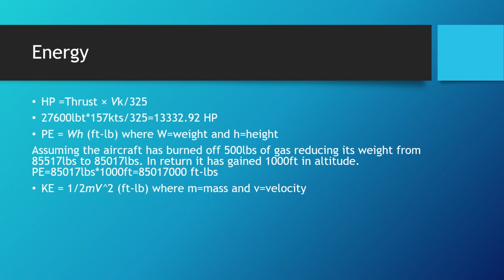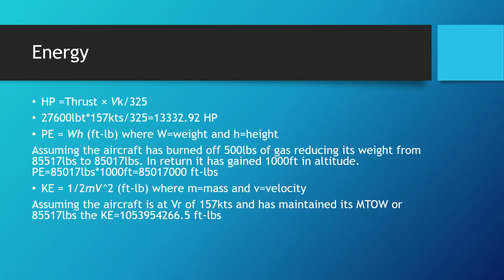The next part was the kinetic energy aspect of it. So this formula here, again from the book, is 1/2 mass times velocity squared, and that's again in foot-pounds. And so if we assume the aircraft is at VR, so 157 knots once again, and has maintained its max takeoff weight of 85,517 pounds, then you plug the numbers in there, and the kinetic energy comes out to be about 10,539,542,666.5 foot-pounds. And then for total energy, it's simple. You're just adding those two, potential energy and kinetic energy, together, and you get 11,389,712,666.5 foot-pounds.